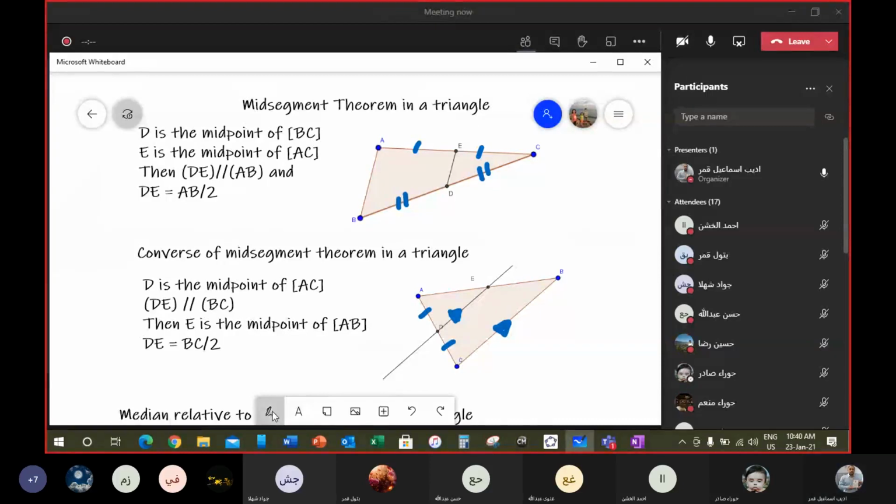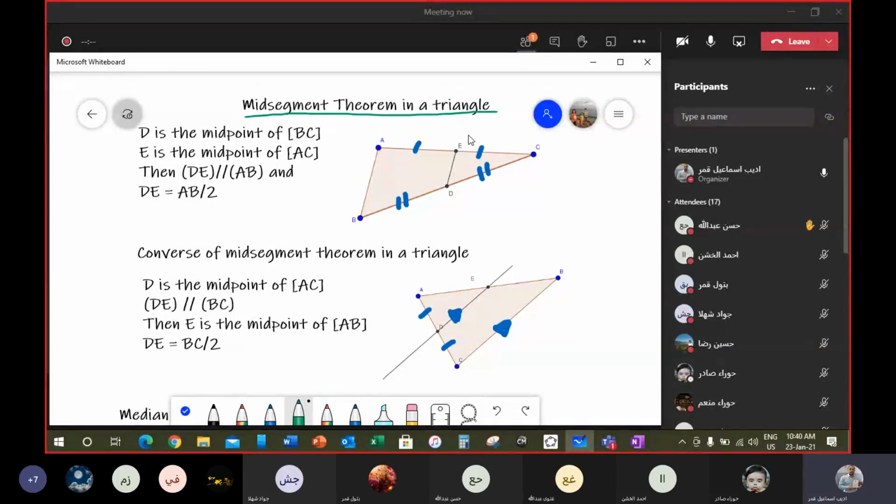Okay? We are just recalling them. I was explaining them to your friends in Grade 8. So the mid-segment theorem in a triangle says: the segment joining the two midpoints of two sides of a triangle is parallel to the third side and equal to half its measure.